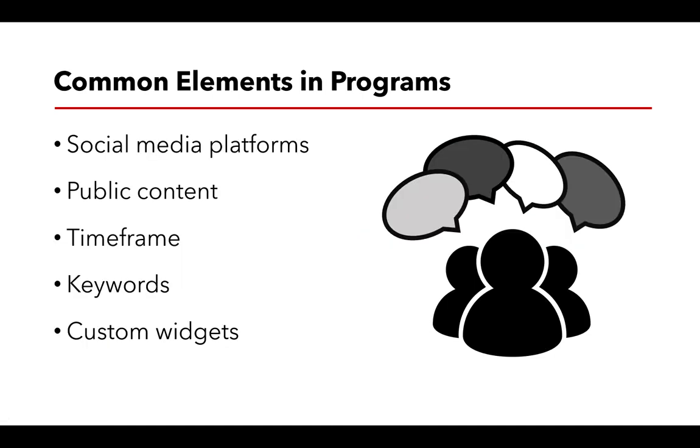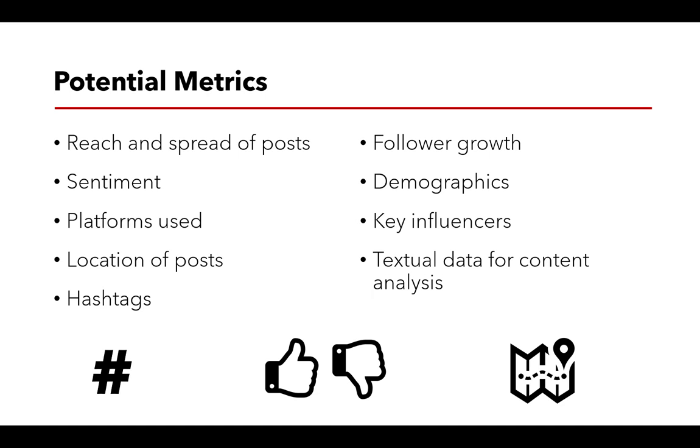Regardless of the program you choose, there are some common elements, such as the ability to monitor social content on publicly available platforms. You can do this in several social media platforms at once. These programs also allow you to customize searches with the time frame and keywords. And they have a number of other widgets available for summarizing and visualizing the data. When you consider the types of data available on these platforms, you can choose from a variety of metrics such as reach, spread, sentiment, hashtags, influencers, and more.